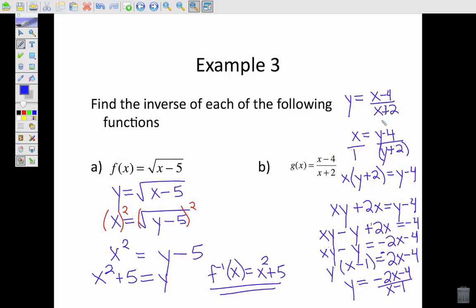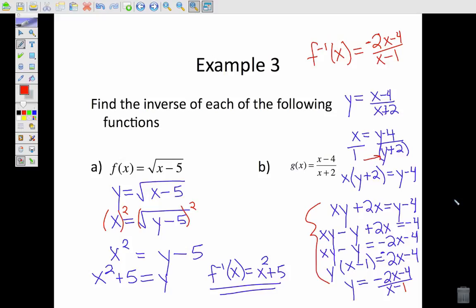So that's quite the process, and really the reason why we had to do all that is because in the very beginning we had a fraction, and the variable that we were trying to solve for was in the denominator. I'll show you here. This fraction was in the denominator, so we had to figure out how to get the y's together. Final step, f inverse of x equals negative 2x minus 4 all over x minus 1.